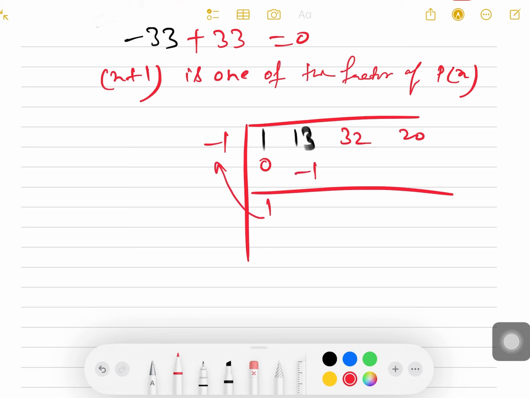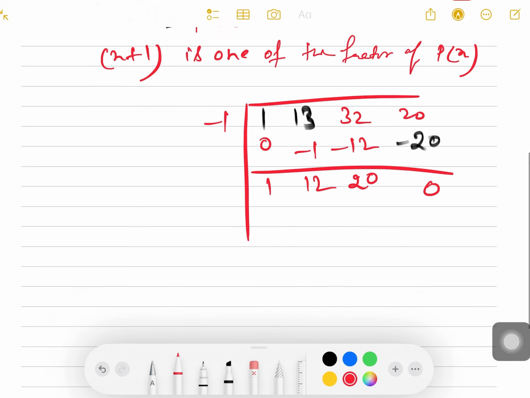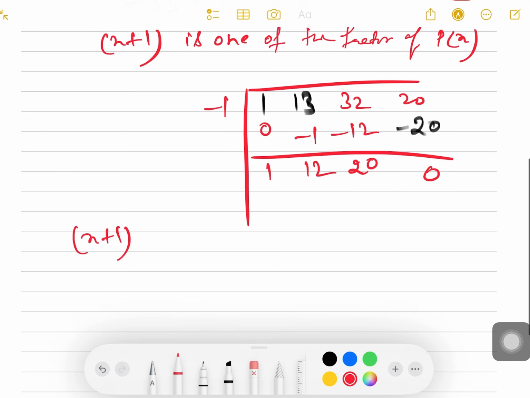Now add: 1 plus 0 is 1. Multiplying by minus 1, you get minus 1, which you write here. Now add again and you will get 12. Multiply this 12 by minus 1, you will get minus 12, and write it here. Then add 32 minus 12, you will get 20. Multiply this 20 again by minus 1, you will get negative 20. After addition, finally we are getting 0, that means we are correct.